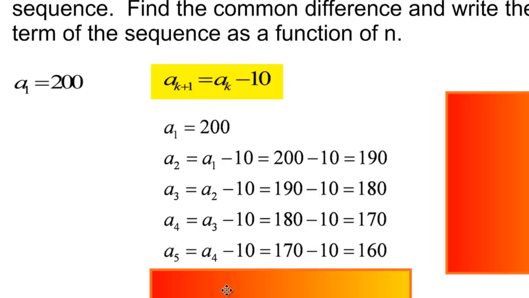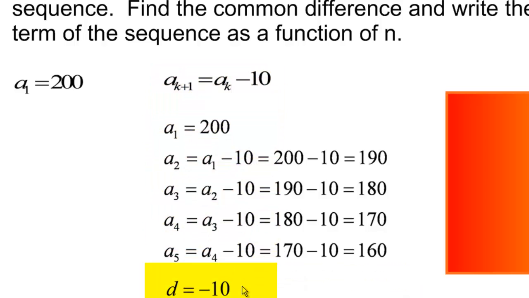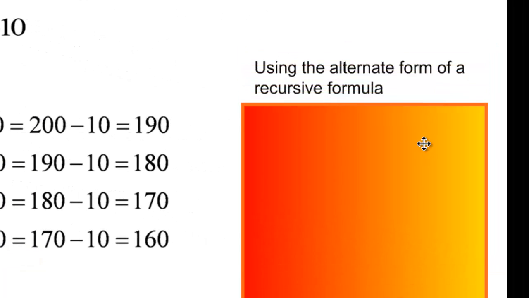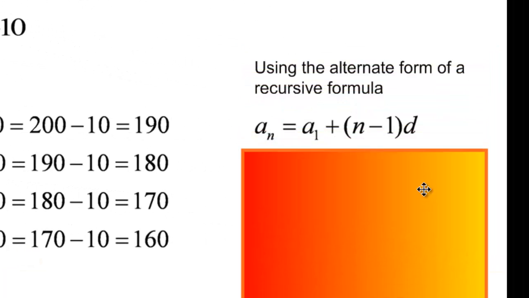A sub 5 is equal to the fourth term minus 10. The fourth term is 170 minus 10, which yields 160. So my common difference in this case is negative 10. So how do I write a general formula? Well, I'm going to use the alternate form of the recursive formula. A sub n equals the first term plus n minus 1 times d.